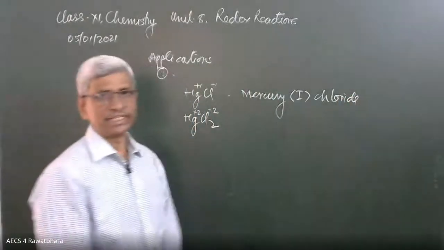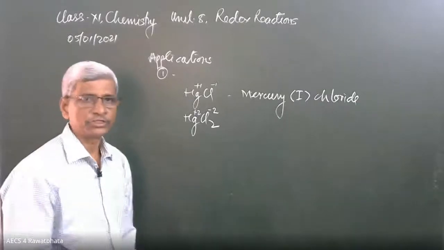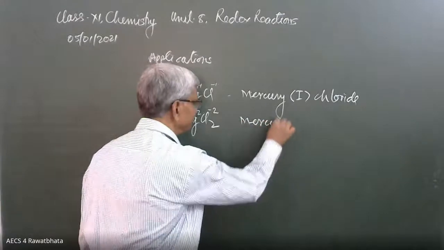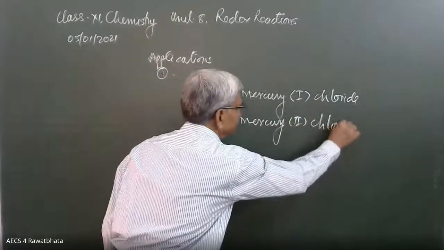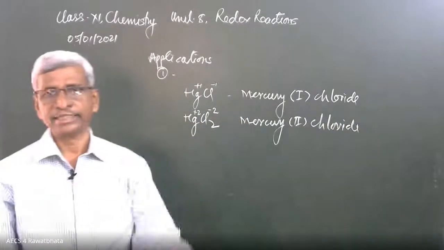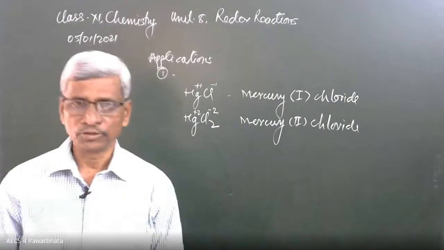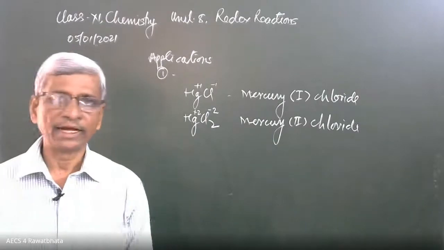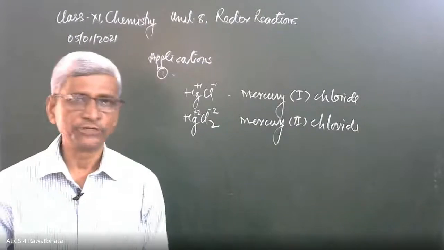There is no doubt in this. In this compound, mercury oxidation state is +1, that is mercury(I) chloride. And here it is called mercury(II) chloride. This is another application: we can give the correct name to inorganic compounds. Even some coordination compounds you will study in higher class, 12th class, and how to write their IUPAC name. There also we need oxidation state, oxidation number.